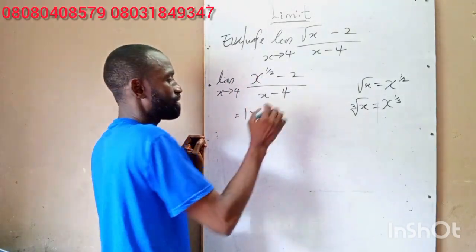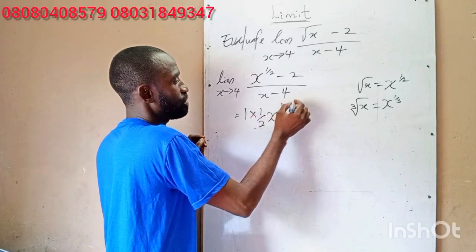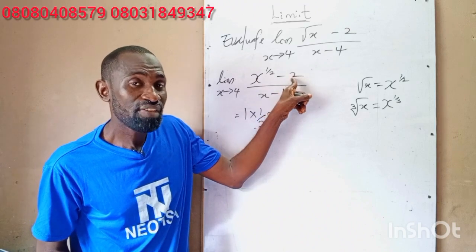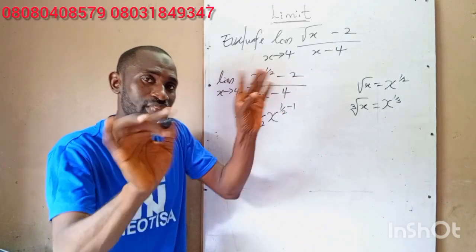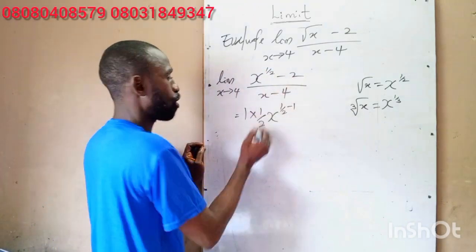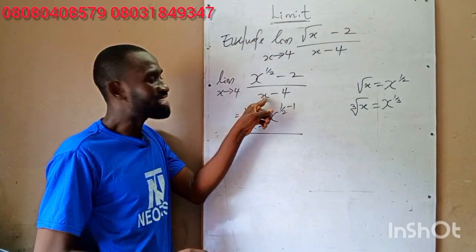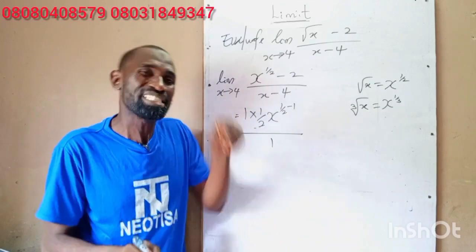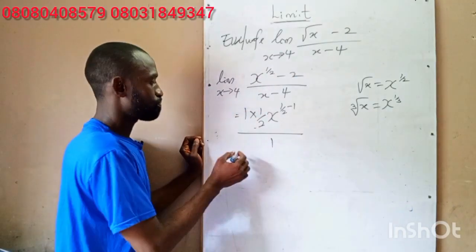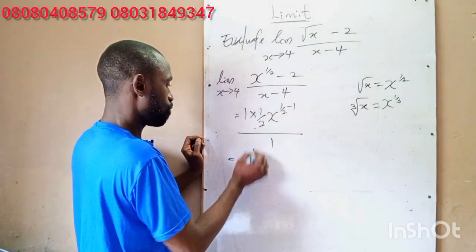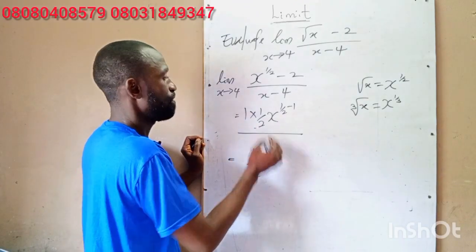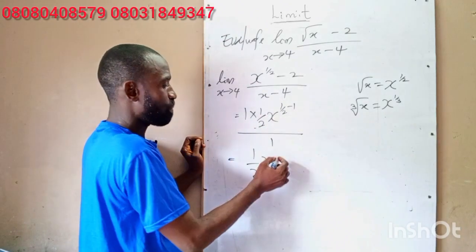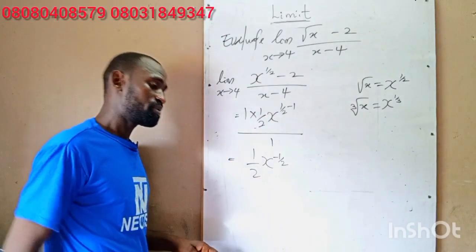Then I write x back and subtract 1 from the power. Then this is a constant, and if I'm asked to differentiate a constant, the answer is 0. So I have this on top, then all over: if I differentiate x, I have 1, and differentiating minus 4 is 0 because it is a constant. So here I have 1 times half, which is half, then x raised to power half minus 1 is minus half. Are you with me?